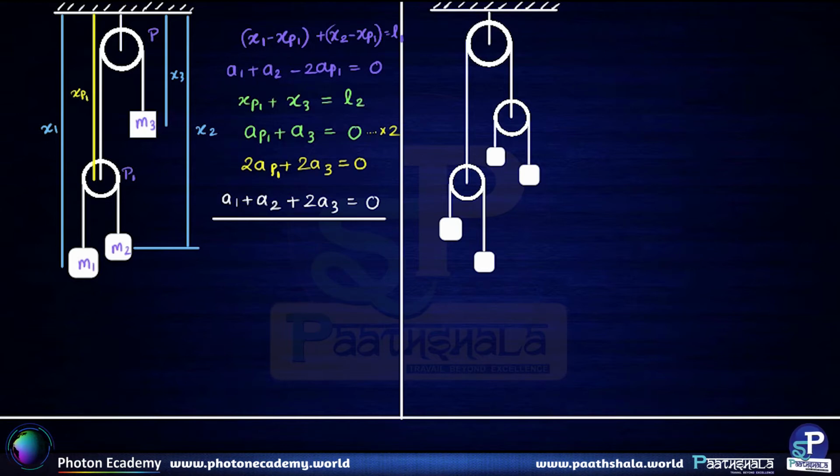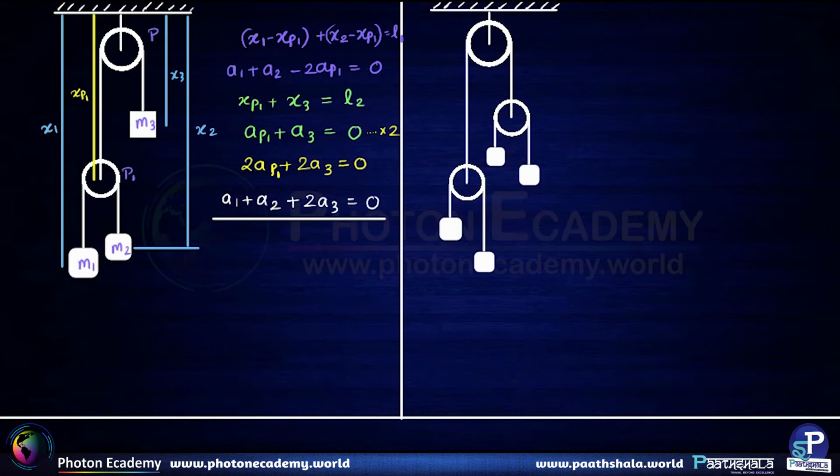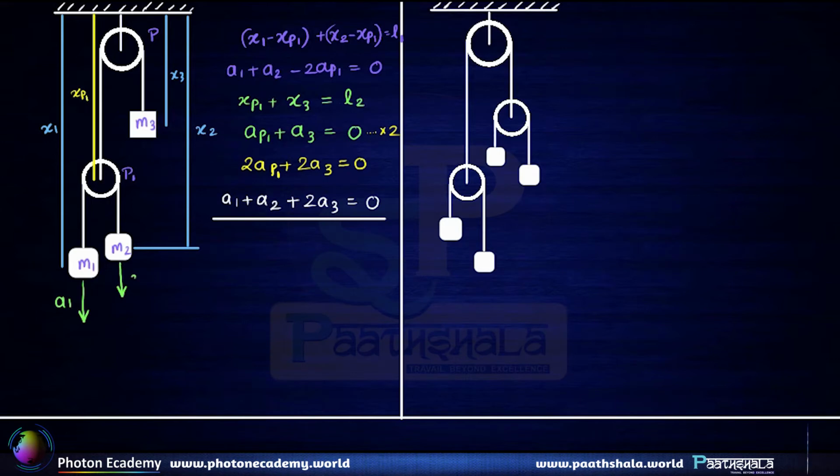Now, as you might be aware, when we use constraint motion relations like this, it is important to take A1, A2 and A3 in the same sense with respect to the rigid support, meaning all have to be going away from the rigid support or all have to be coming towards the rigid support. So let me here choose all of them to be going away from the rigid support. So this is A1 going away, this is A2 going away from rigid support, and this is A3.